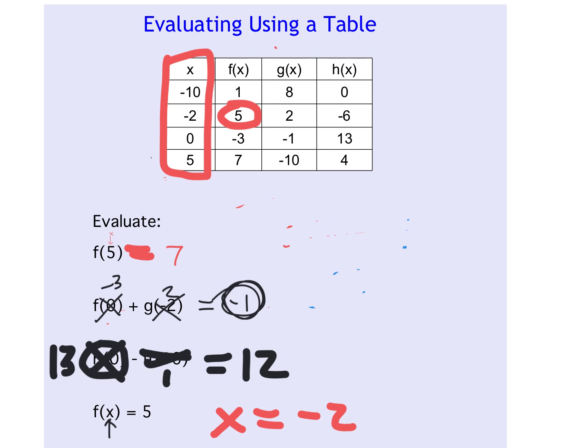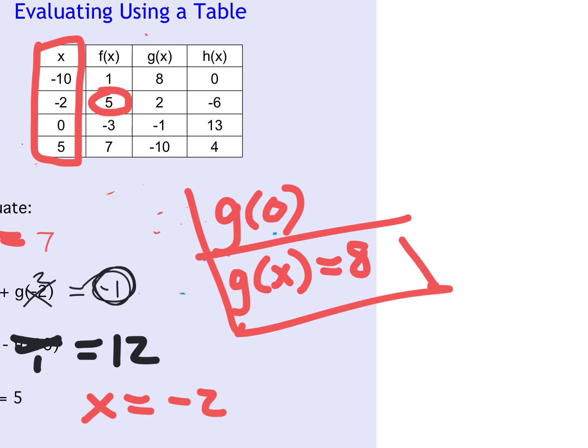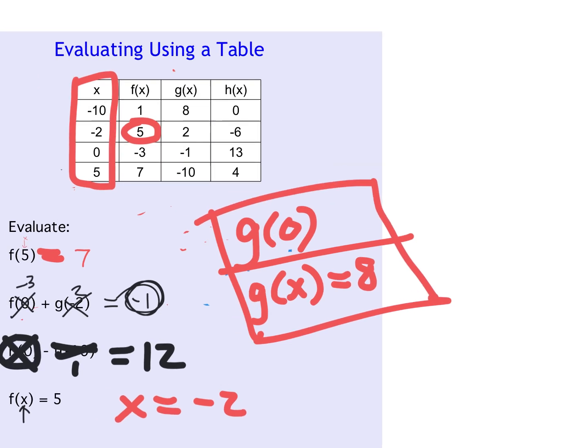Now we've got to do a couple more like that, and then I think everybody will believe you've got this. What's g of 0 versus g of x is 8? They are two completely different problems. Can you figure out the answers to these two questions? G of 0 is a crazy one. G of x is 8 is trickier.